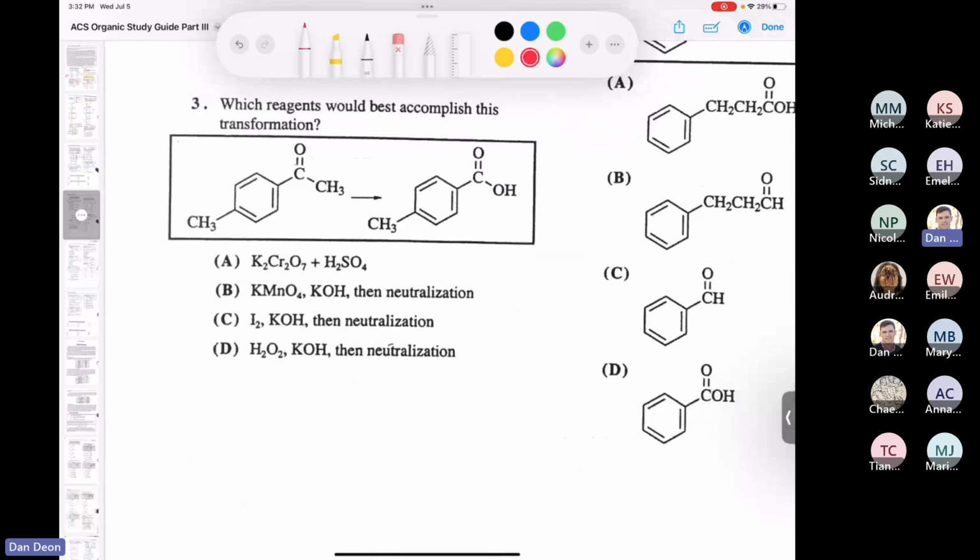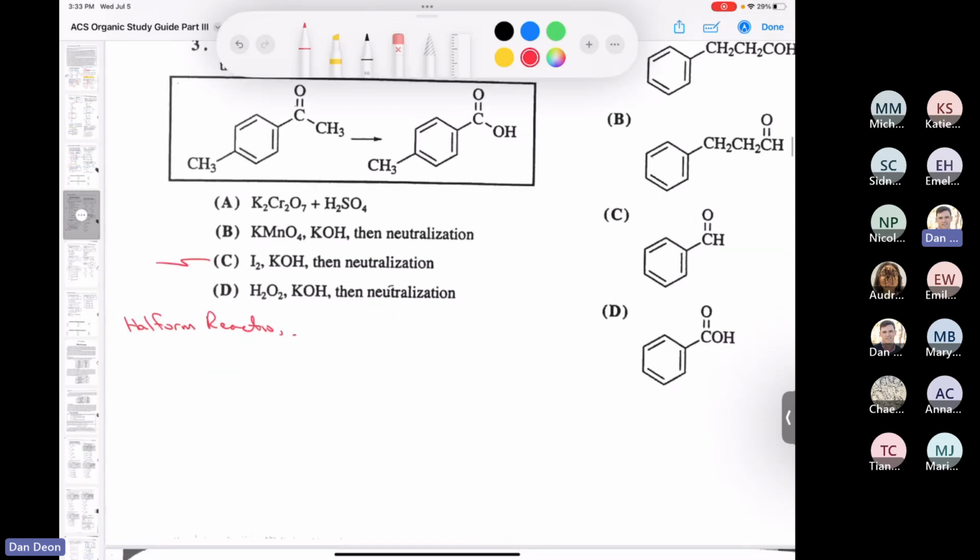So what about reaction C? Does anybody remember this reaction? Do you remember the haloform reaction? So if we go here, haloform reaction. Right, so the idea is that when you treat the methyl ketone with potassium hydroxide, you end up with this enolate. Right, so you get this enolate, and then that's going to react with iodine.